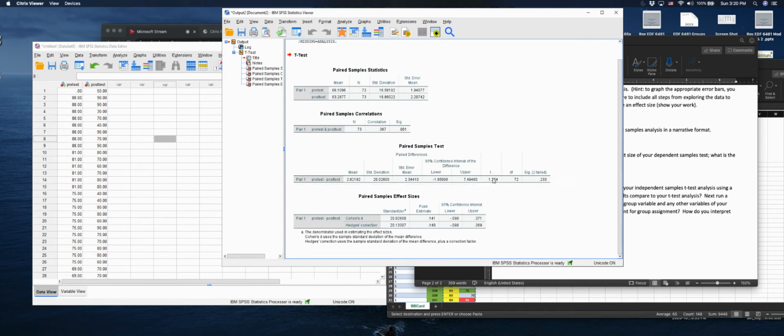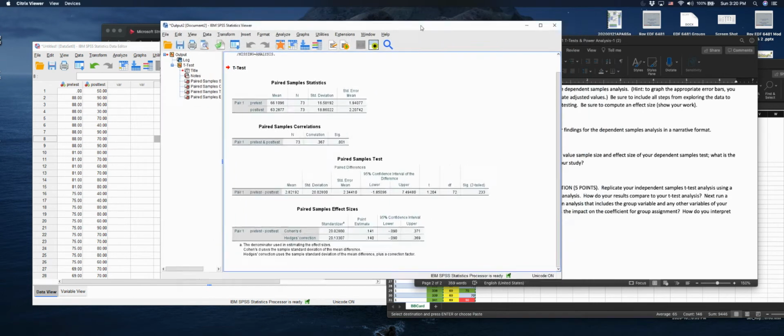There are 3 numbers in this table that suggest no statistically significant difference. We also have our effect size using Cohen's d, and I can see that there is a weak effect size of 0.14 suggested in the paired samples effect size table. Okay, so that's the basics of the inferential statistics portion of a dependent samples t-test.